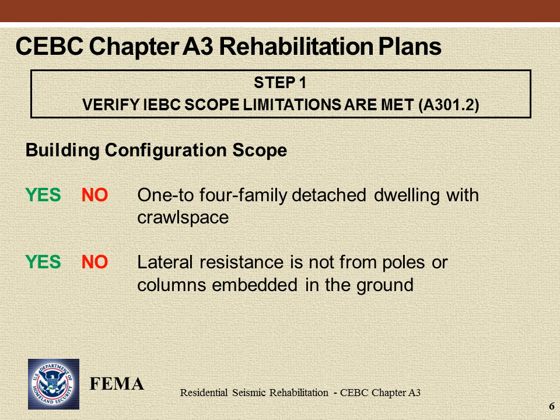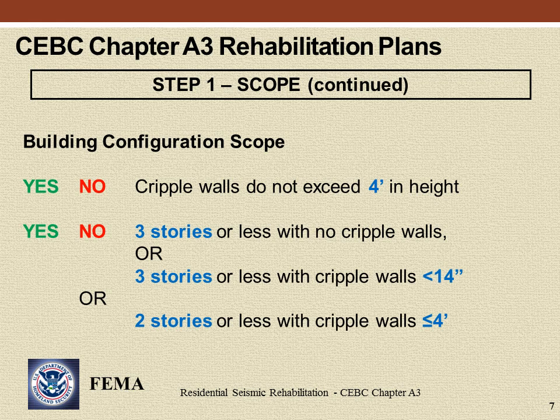Step 1 involves checking to make sure that the dwelling falls within the intended scope of CEBC Appendix Chapter A3 provisions. If answers to these questions are yes, then proceed. If any of the above answers are no, then the dwelling is outside the intended scope of CEBC Appendix Chapter A3 provisions. Consult with a building official, architect, or engineer regarding recommended rehabilitation measures.